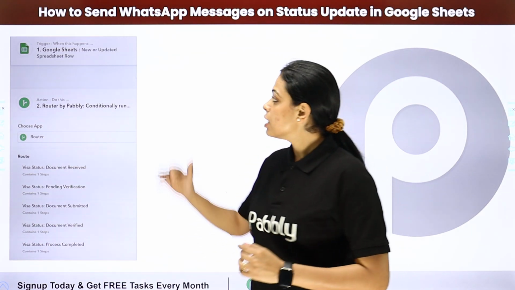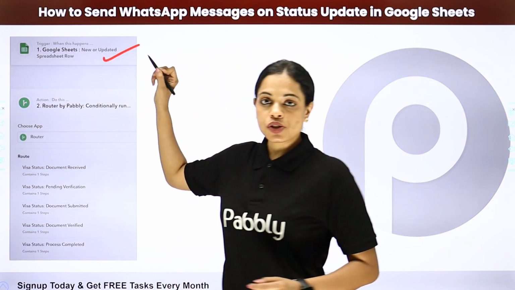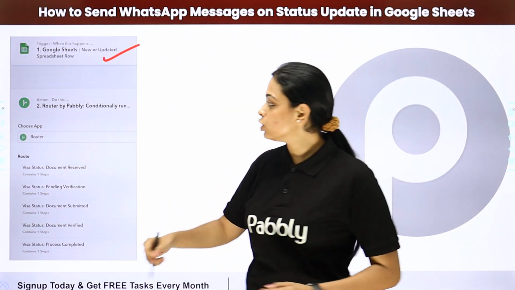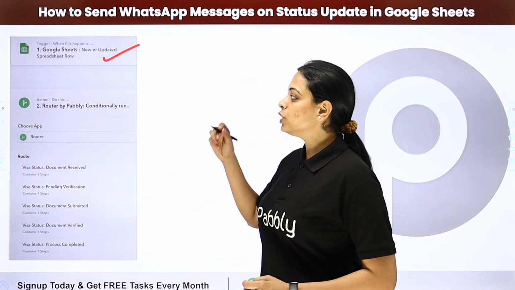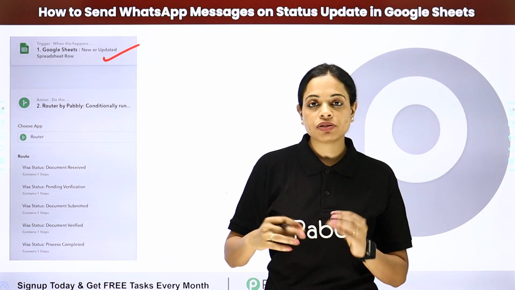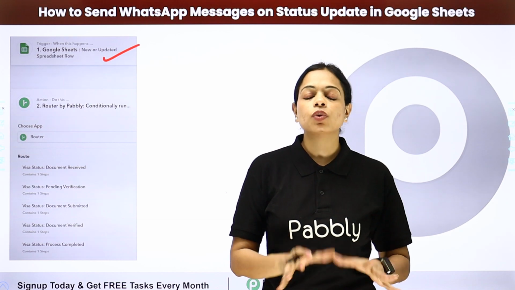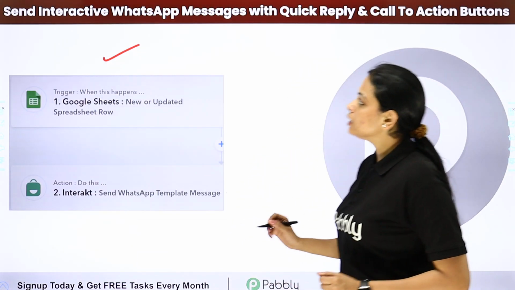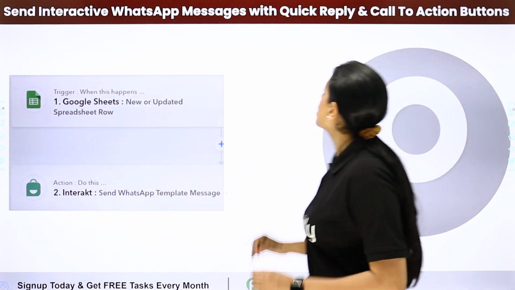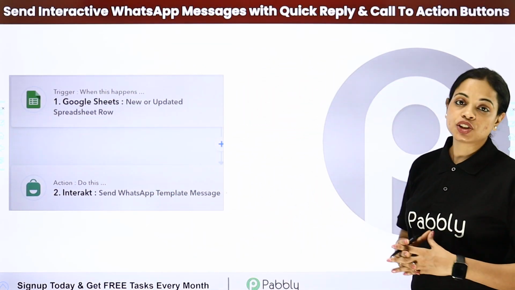Now for this, your trigger application will be Google Sheet where the status would be changed, and then your action application will be Router here, which actually helps you in putting different conditions, and then the final thing will be either WhatsApp or Twilio. Next, we have send interactive WhatsApp messages with quick reply and call to action buttons.